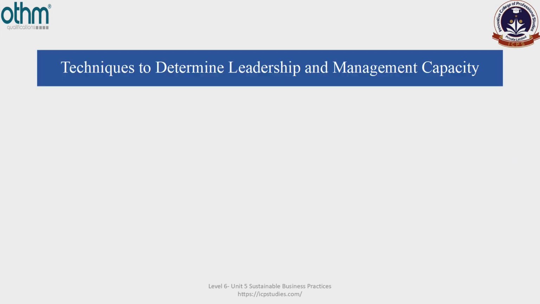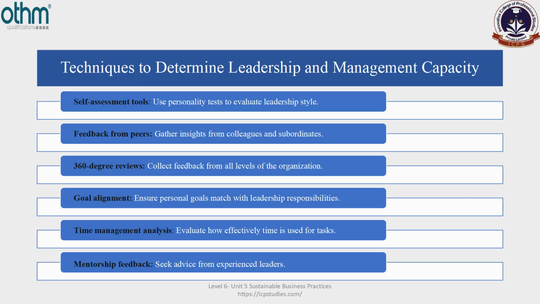Businesses. So there are some techniques to determine the leadership and management capacity. First, we have self-assessment tool, in which we use personality test to evaluate the leadership style. Then we have feedback from peers, in which we gather insights from colleagues and subordinates. Then we have 360-degree review, in which we collect feedback from all levels of the organization. Then we have goal alignment, in which we ensure the personal goals match with the leadership responsibilities. Then we have time management analysis, in which we evaluate how effectively time is used for the task. And at last, we have mentorship feedback, which means to seek advice from experienced leaders.